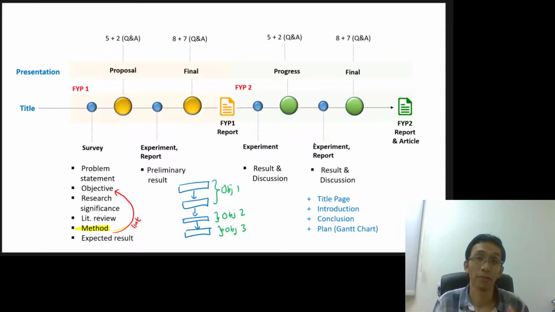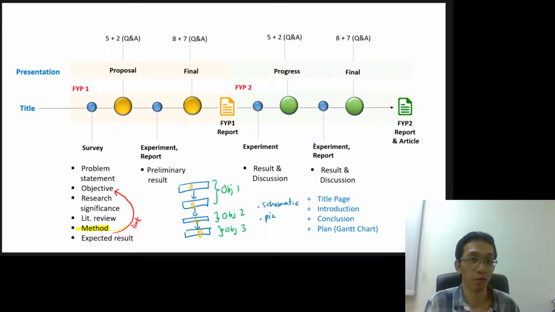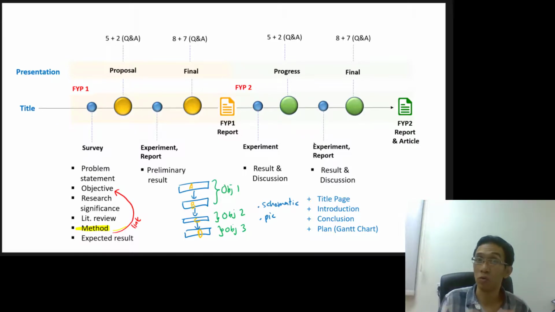Normally for the method, we expect you to provide us a flowchart, and this flowchart will link with your objective. For example, let's say your flowchart is A, B, C, D. You need to pinpoint to us from which to which covers which objective. For example, here A and B cover objective 1, C covers objective 2, and D covers objective 3. You can also add a schematic or a picture to strengthen your flowchart. But the most important thing is that you need to relate your method with your objective.